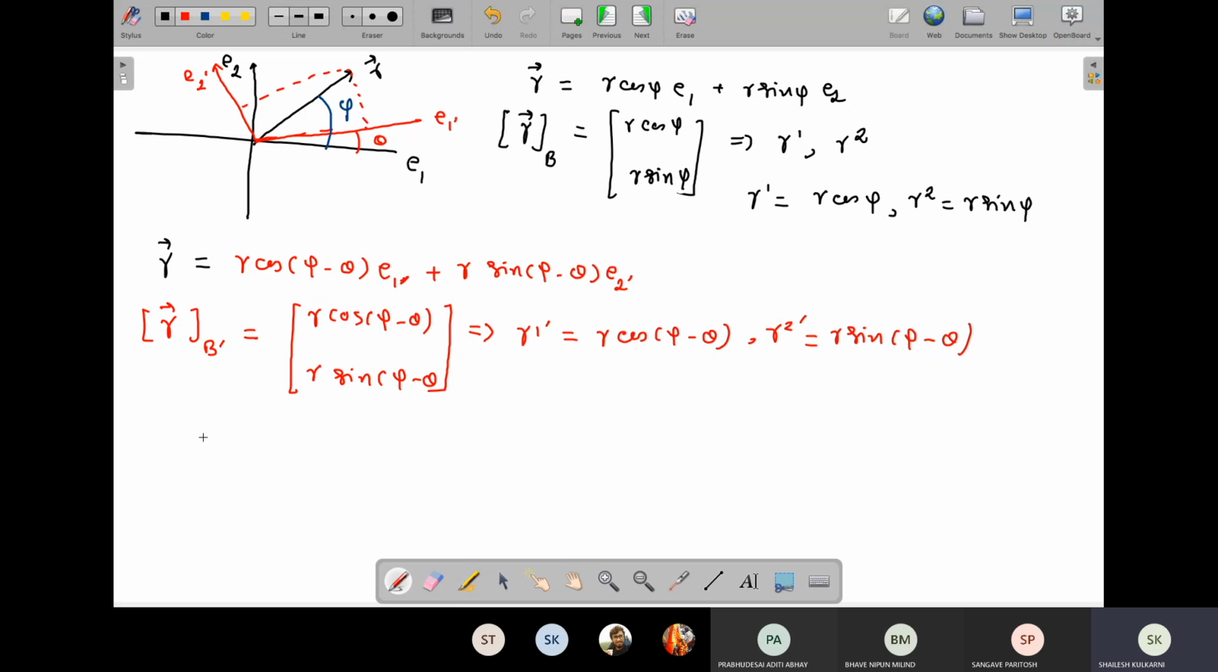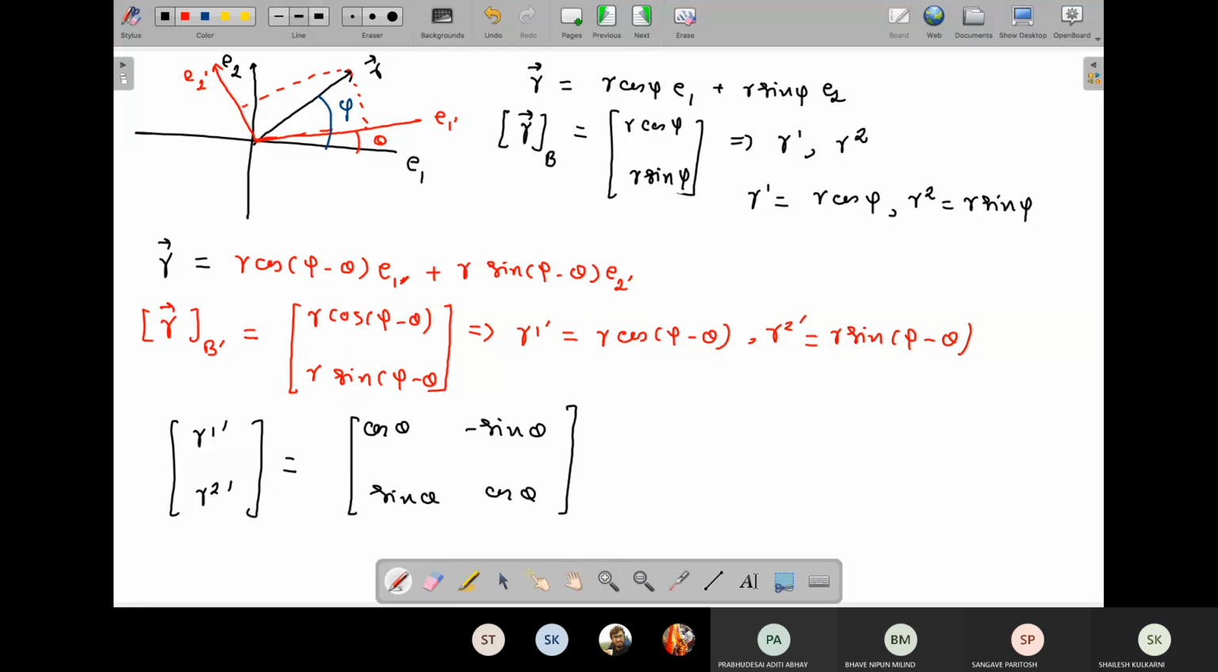Therefore this R1 prime, R2 prime is equal to, I can expand this using cos(A minus B), and we can also do sin(A minus B). If I do that, then what am I going to get? I can write this as the matrix cos theta, minus sin theta, cos theta, then R cos phi and R sin phi.